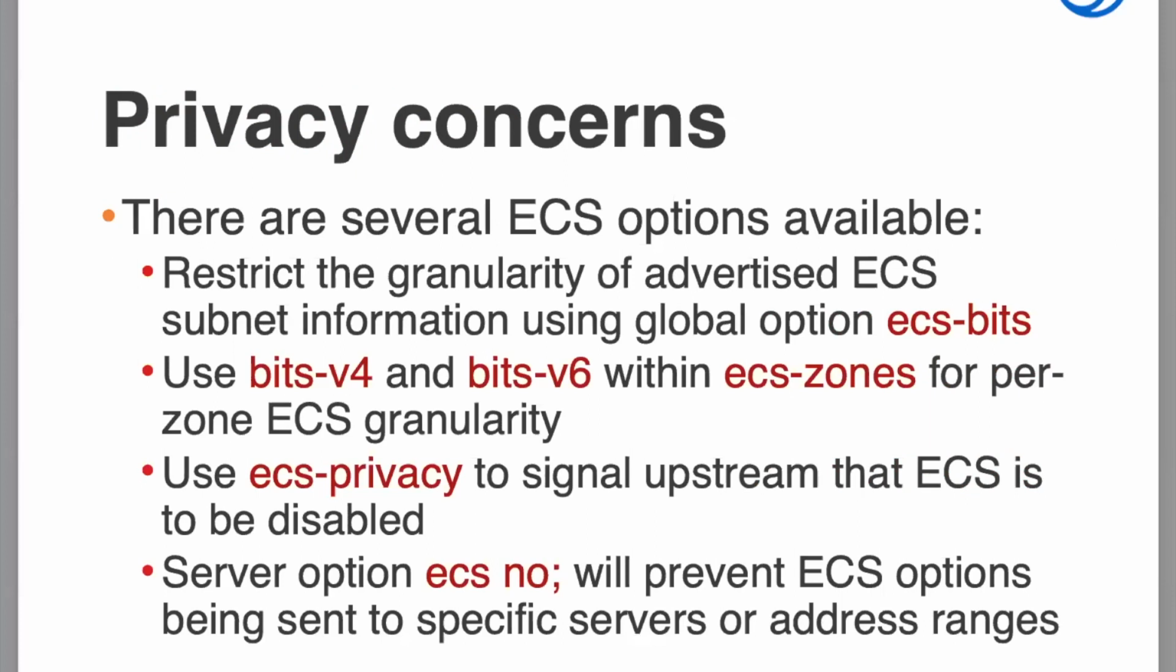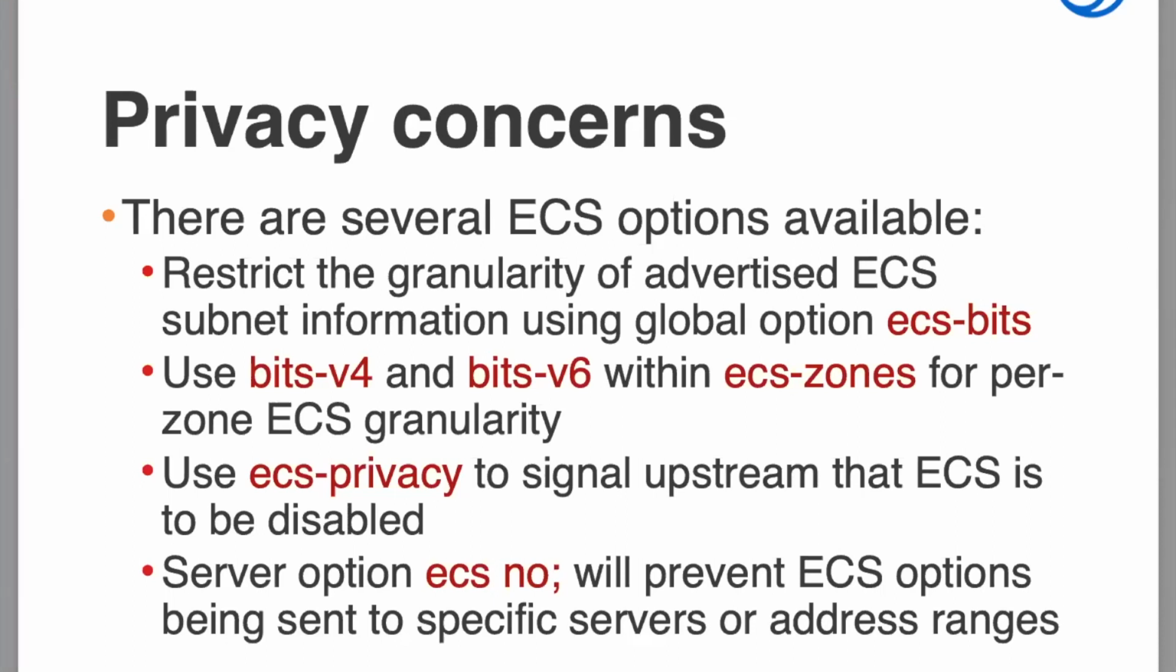We've gone through the whole of this so far without even thinking very much about privacy, other than me mentioning it right at the beginning and saying, well, we don't actually spill the beans on what the client IP address is. We use a subnet. So we can tune this a little bit further. You can restrict how much information you give about the client IP subnet by using a global option, ECS bits, but you can also do a little bit more than that. You can make it more specific or less specific on a per zone basis as well.